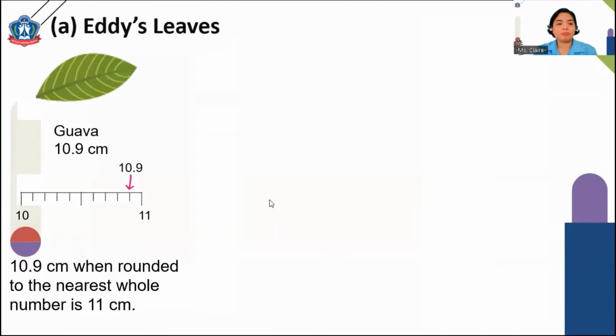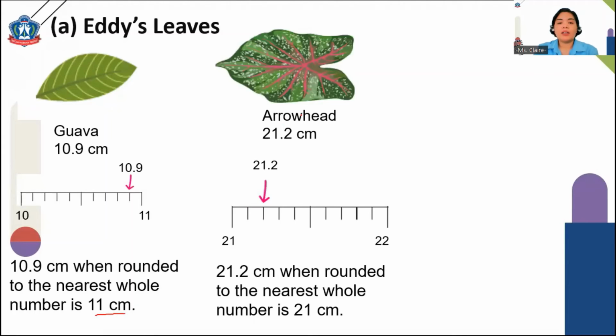Okay, take a look here. We can use the number line. 10.9 is between 10 and 11, right? But as you can see, 10.9 is nearer to 11 than 10. So 10.9 rounded to the nearest whole number is 11 centimeters. How about the arrowhead leaf? 21.2 is between 21 and 22. But this is nearer to 21. So 21.2 rounded to the nearest whole number is 21 centimeters.